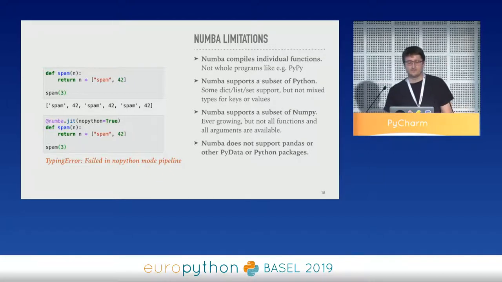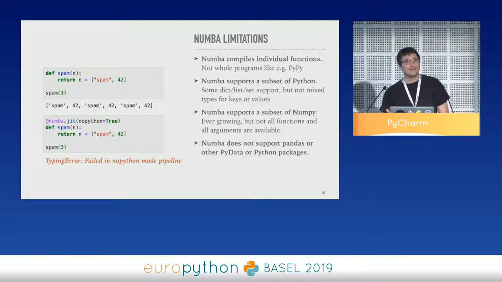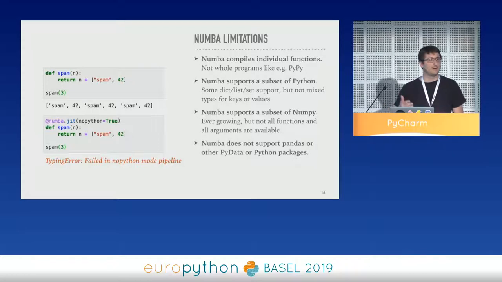Also, Numba only supports a subset of NumPy. I mean, this is ever growing, but not all functions and all arguments to those functions are available. So you have to see. And also, Numba does not support any kind of Python code. Like, you cannot use pandas or scikit-learn or the requests library or these kind of things from your Python function, because Numba will not know how to translate that into machine code. It's really focused on math and numerics code.